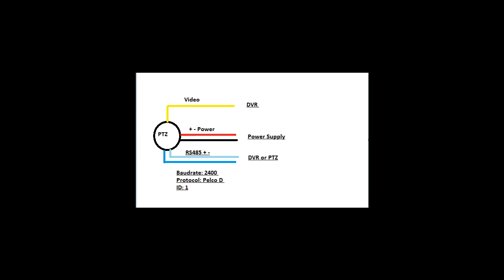You could check it by looking at the dip switches, or what I like to do is I just unplug the power for the PTZ camera and plug it back in. And once the camera initializes, it'll usually give you the baud rate, protocol, and the ID of the camera. So that's the first step. Let me go ahead and write that down for you.